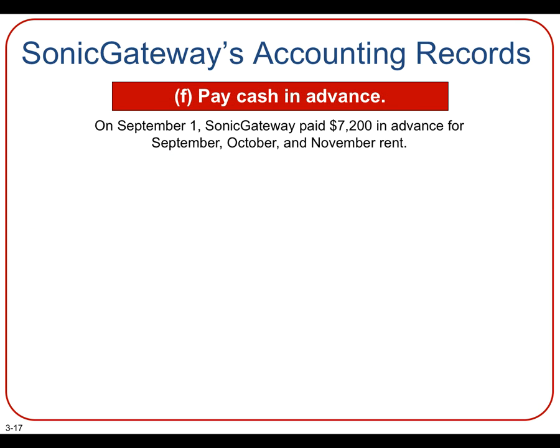And that's what the summary of the trial balance looks like. Now transaction F: you pay cash in advance. On September 1st, Sonic Gateway paid $7,200 in advance for September, October, and November rent. In other words, you pay for the expense before the expense is incurred, because September has not passed yet, and October and November have not come yet, but you already prepaid all of this rent.